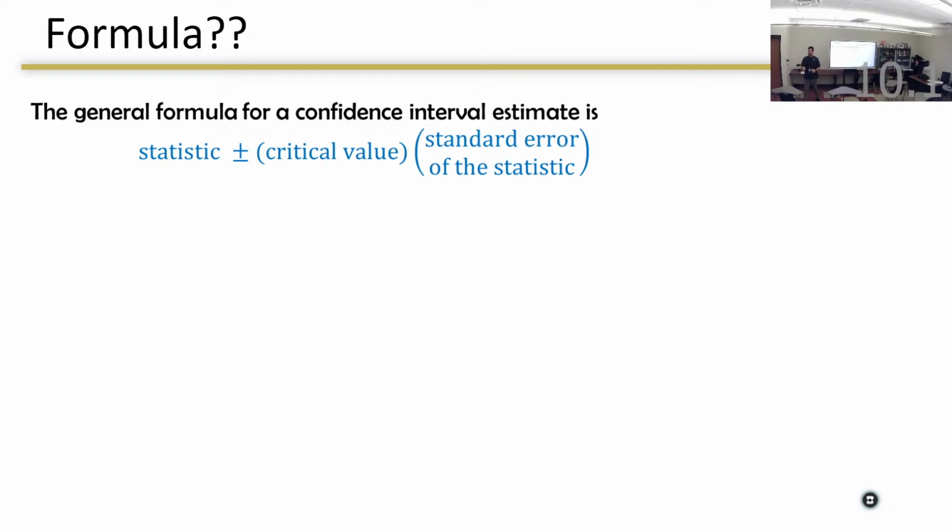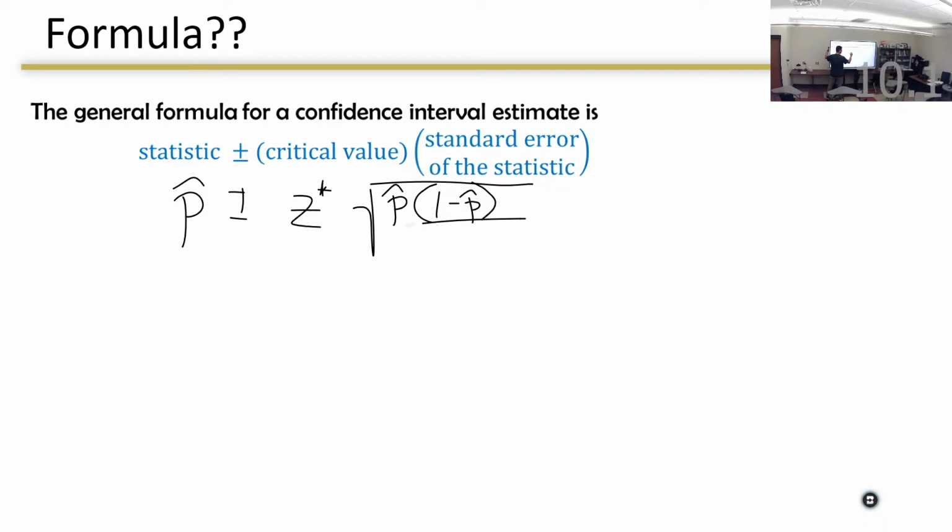This is the formula that's written in words, right? You guys know from chapter 8, at least I hope you do. The statistic was p hat. The critical value was z. And we put a star there or we didn't, and I didn't really care if you did or not. And then the standard error of the statistic was the square root of p hat, 1 minus p hat over n. Okay with all that, good? So that was from chapter 8. Don't forget that.